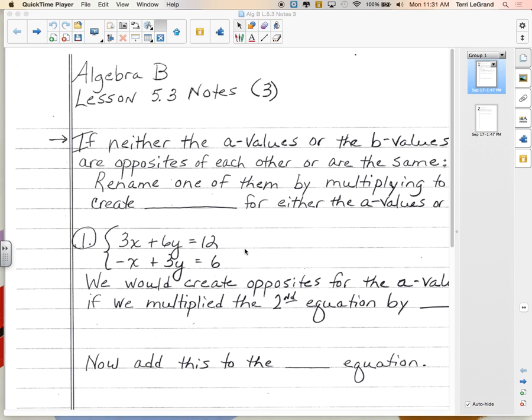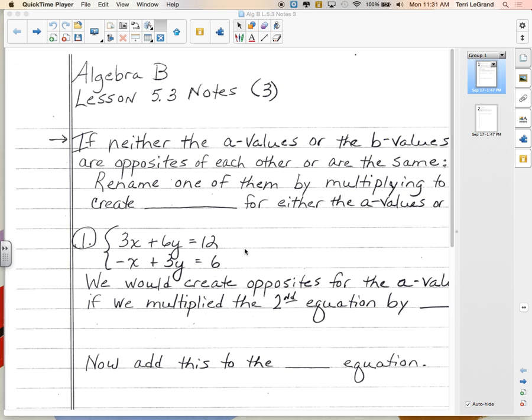Continue on in lesson 5.3. We're still using the addition, also known as elimination method. But what we're doing now is saying, what if neither the A values nor the B values are opposites of each other, or are the same? That's the only thing we've practiced so far.